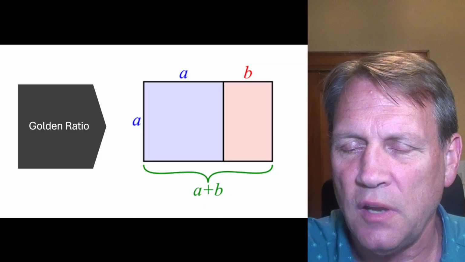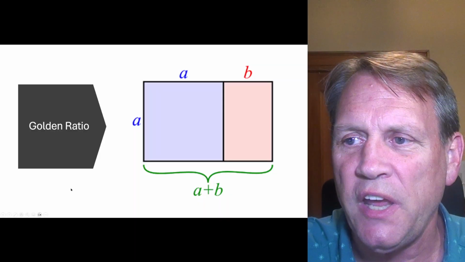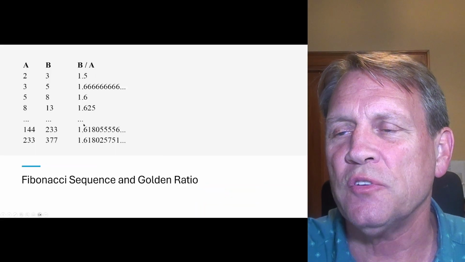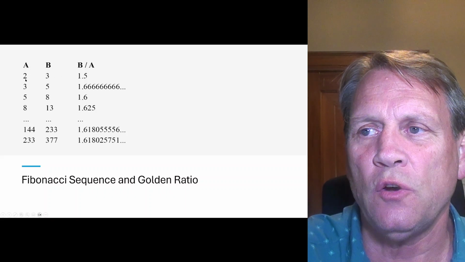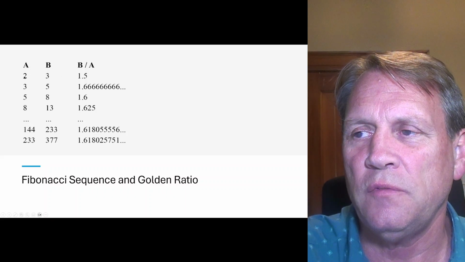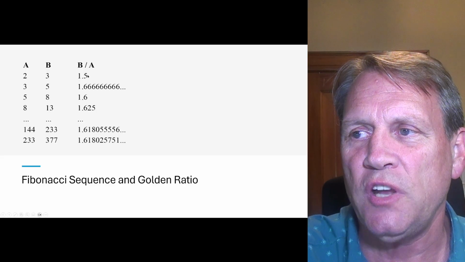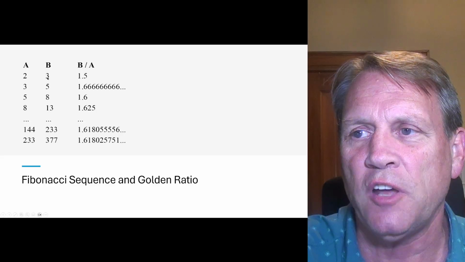Okay? And again, it comes out to be about 1.618. So here are some examples. Now, again, at the very beginning of the Fibonacci sequence, it doesn't work so well. So you take the numbers 2 and 3, and you look at their ratio, it's 1.5. That is 3 divided by 2.